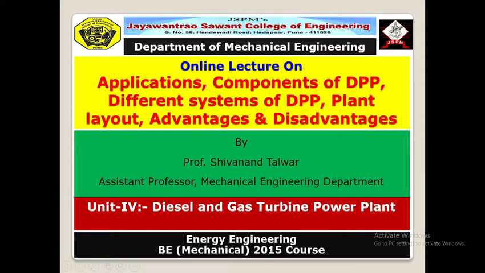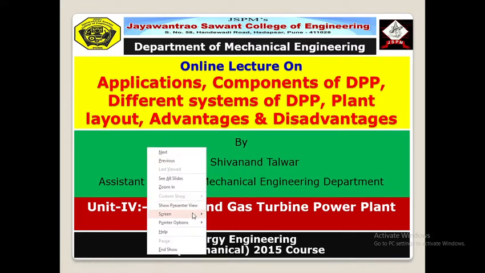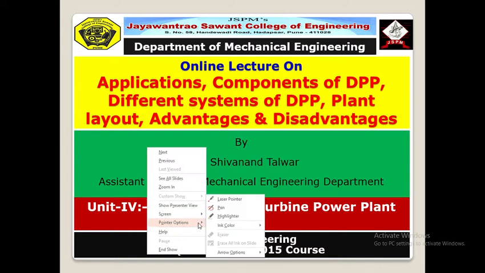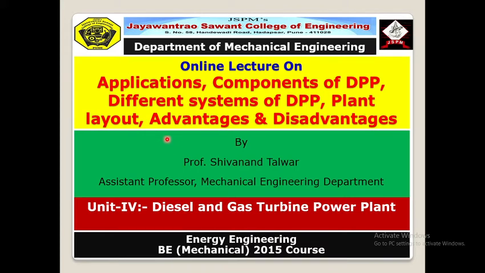Okay, good afternoon, friends. So today we will start with Unit Number 4, that is diesel and gas turbine power plant. In this topic, today we will discuss the applications, then components of diesel power plant, then different systems of diesel power plant and plant layout, then advantages and disadvantages.